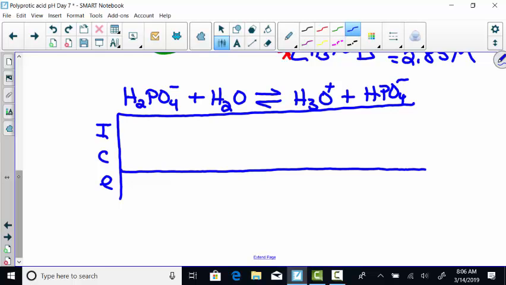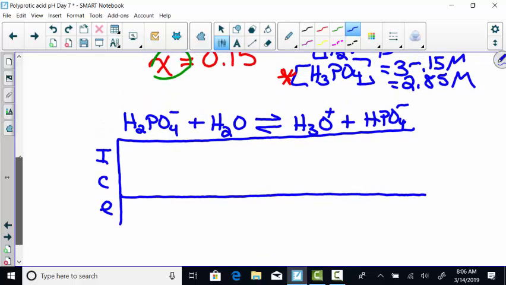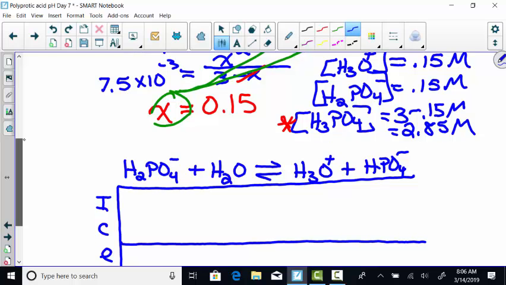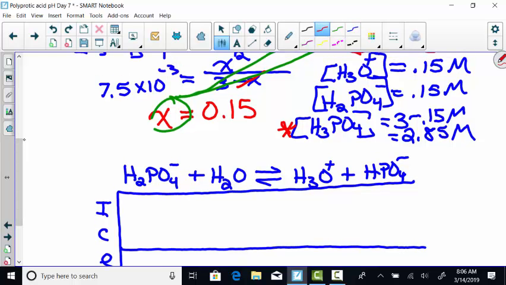Now, here are some new issues that are going to occur with this ice chart. This actually has an initial concentration. And that initial concentration we actually calculated in the previous problem. So this initial concentration is actually 0.15 molar. Water still never matters.